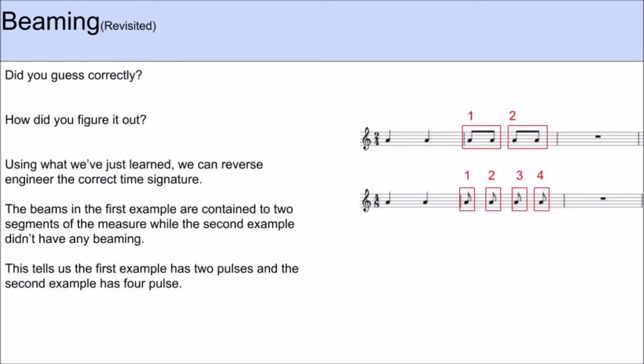Here you can see the correct matches. Did you guess correctly? One way to do this is by reverse engineering the correct time signatures. The beams in the first example are contained to 2 segments of the measure, while the second example didn't have any beaming. This tells us that the first example had 2 pulses, while the second example had 4. From there, we know that 2/4 is a time signature that tells us to use 2 pulses, and 4/8 is a time signature with 4 pulses.